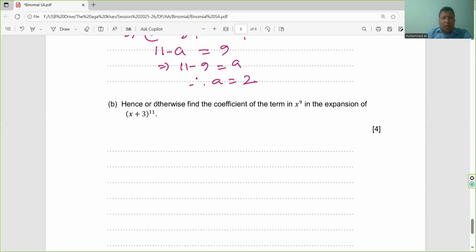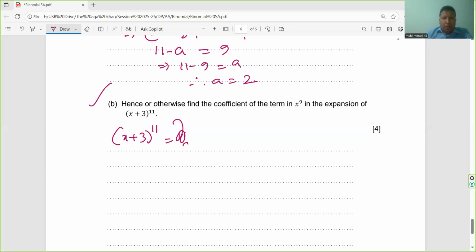So question 6 is completed. Part B: hence or otherwise, find the coefficient of the term in x⁹ in the expansion of (x + 3) to the power 11. If we expand this, (x + 3) to the power 11 equals x to the power 11 plus 11C1 x to the power 10, 3 to the power 1, plus 11C2 x to the power 9, 3 squared.